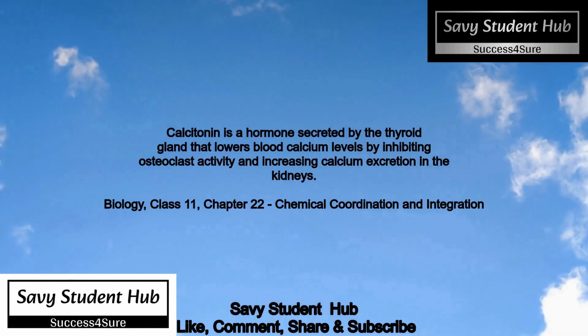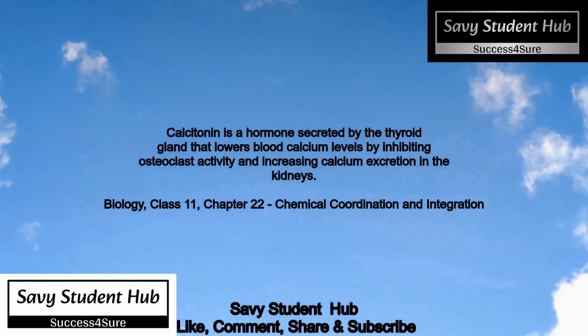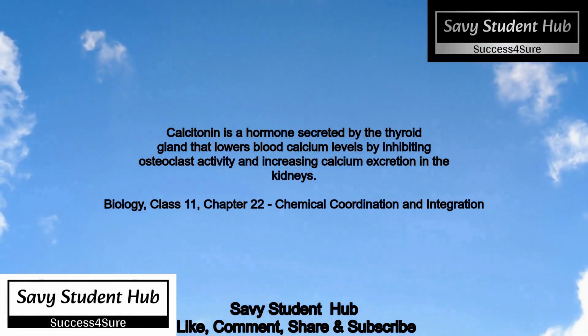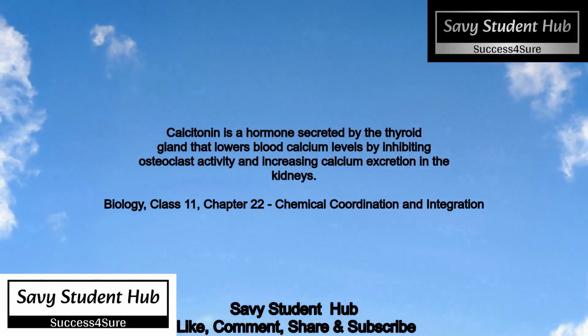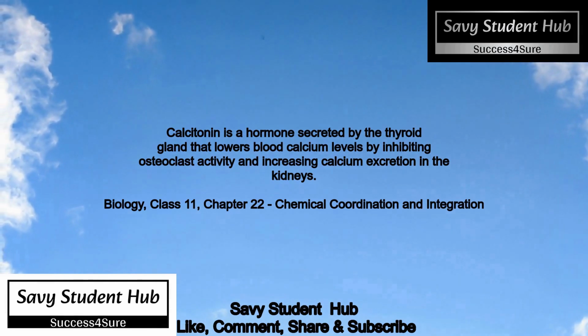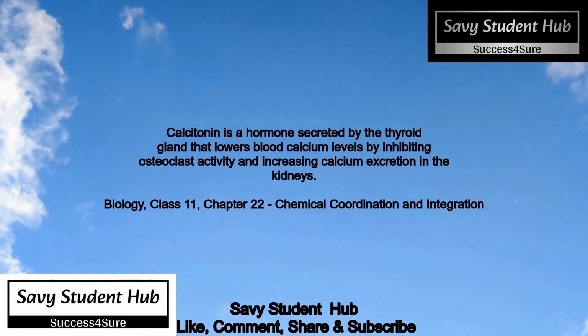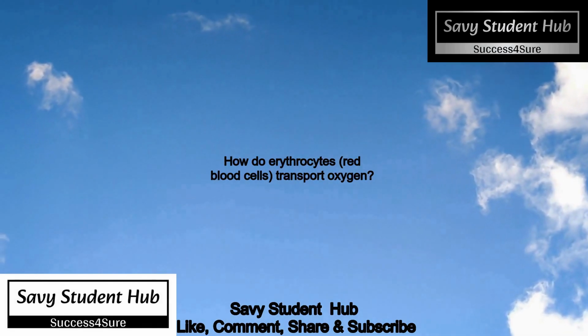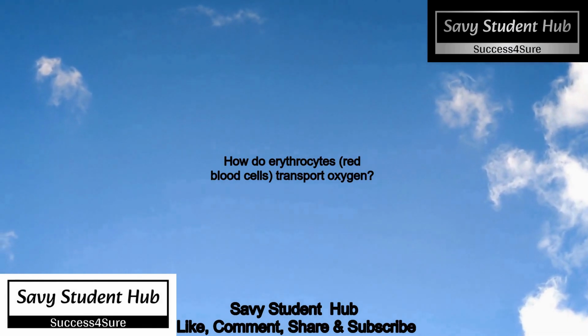Calcitonin is a hormone secreted by the thyroid gland that lowers blood calcium levels by inhibiting osteoclast activity and increasing calcium excretion in the kidneys. How do erythrocytes, red blood cells, transport oxygen?